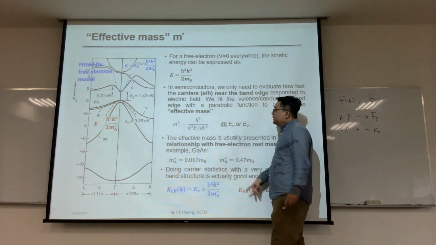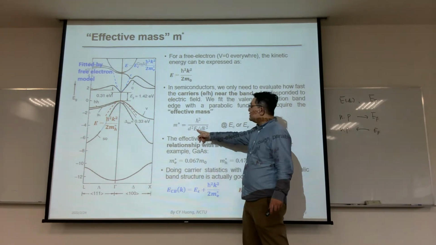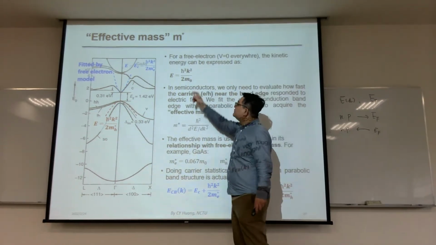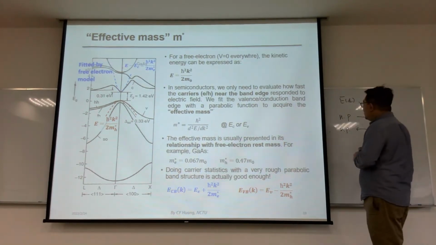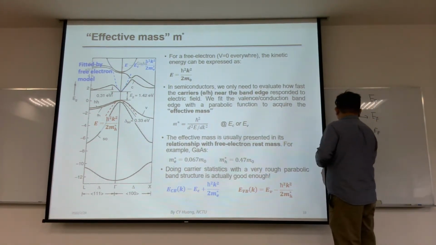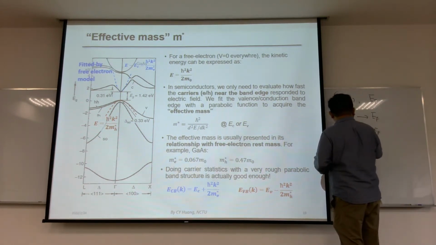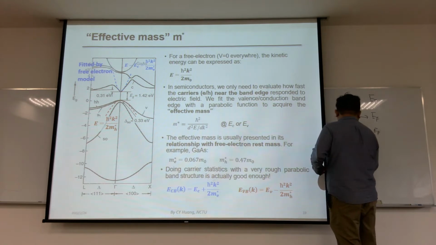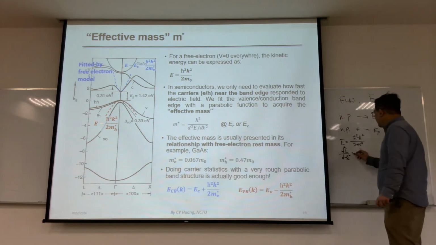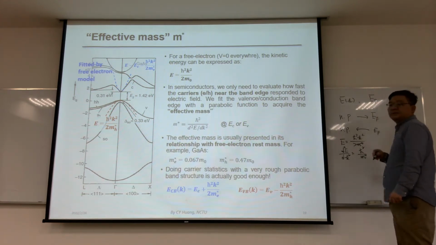So you can do something like that. You can take the second differential of E with respect to k. Since E is 2m star h bar squared k squared, if we take the second derivative on k, it becomes m over h bar squared.